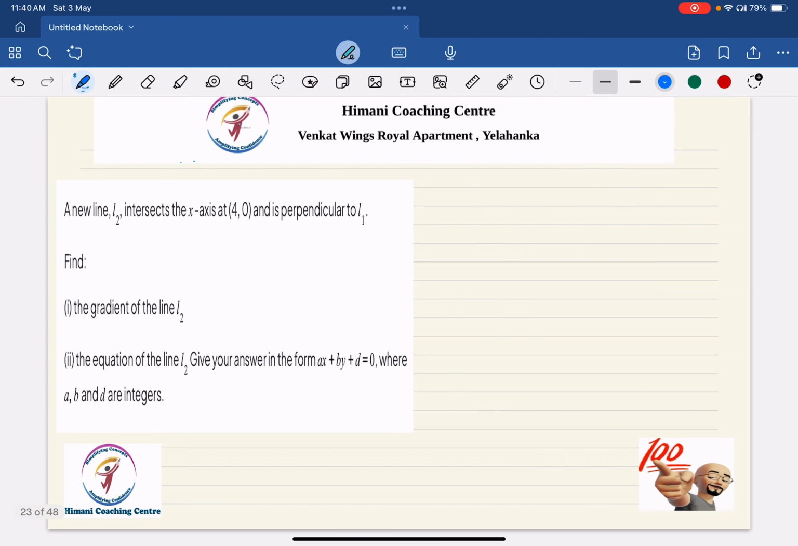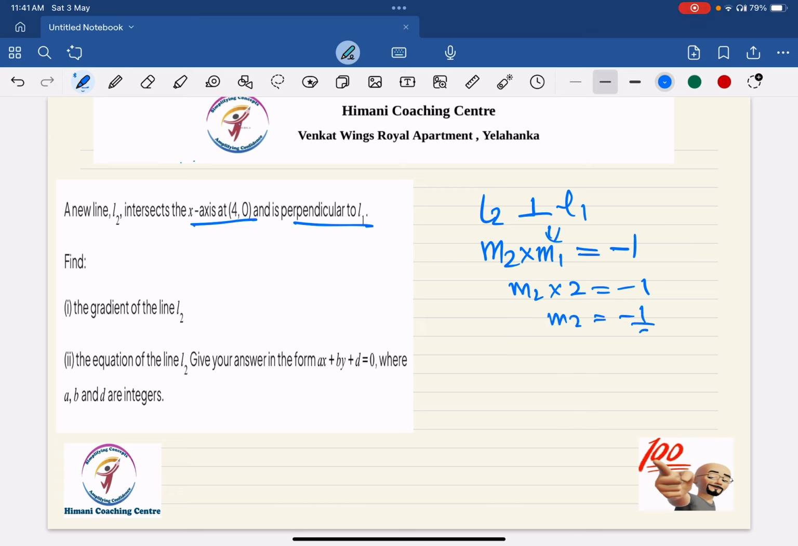Now the next part of the question says a new line L2 intersects the x-axis at (4, 0) and is perpendicular to L1. Now remember that if there are two lines perpendicular to each other, their slopes are negative reciprocals of each other. So since L2 is perpendicular to L1, I can say m2 into m1 should be equal to minus 1. We already got m1, which is 2. So m2 into 2 equals minus 1. So the slope of line 2 is going to be minus half. This is the gradient of line 2.